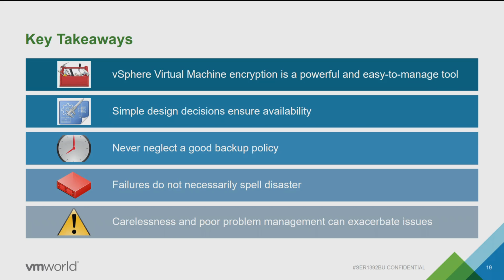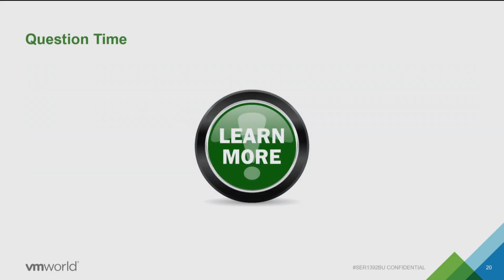And as we've seen, some failures that you might think would spell disaster don't actually necessarily do. So even losing your vCenter permanently isn't the disaster you think it might be. The only time you're really going to get yourself in trouble is if you're careless and you don't design properly. But otherwise, if you are careful, then there's absolutely nothing to fear, and you can leverage virtual machine encryption without any difficulty at all. So now it's time to take questions.